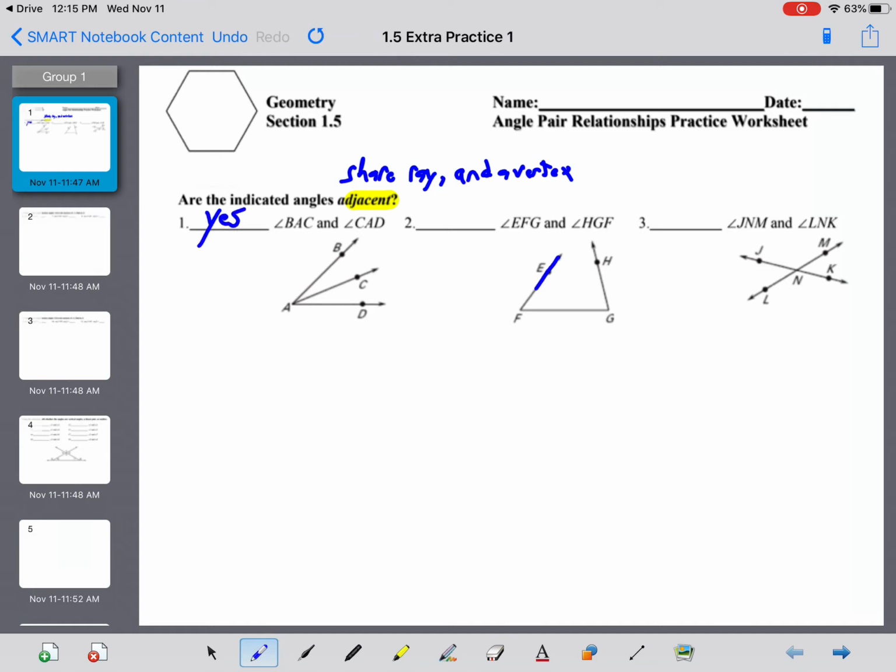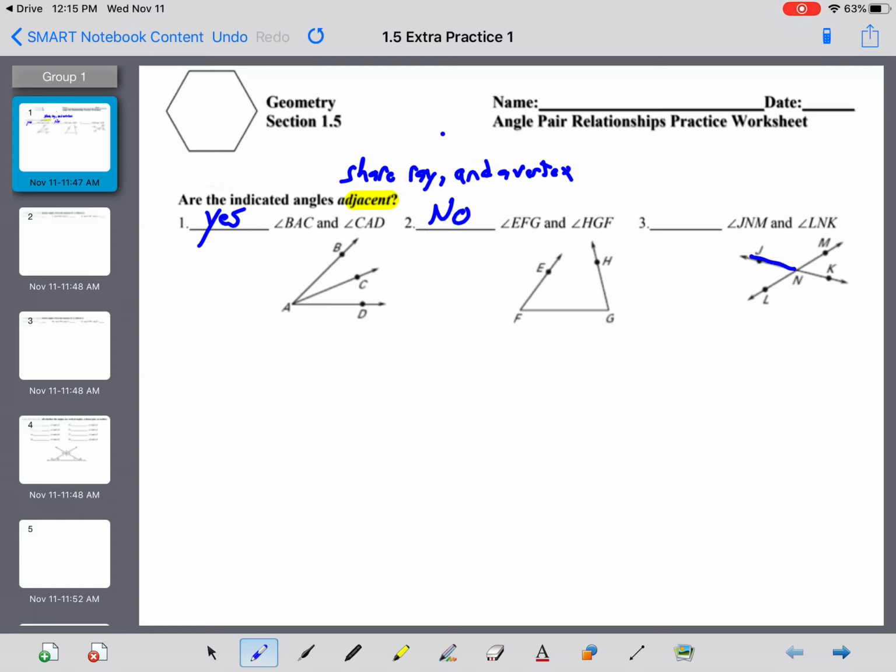Next one asks for EFG and then HGF. Now, although they do share FG on the bottom of this diagram here, they do not share a vertex. These are actually a type of angle that we have not learned about yet. These are consecutive angles, so this is not adjacent, no.